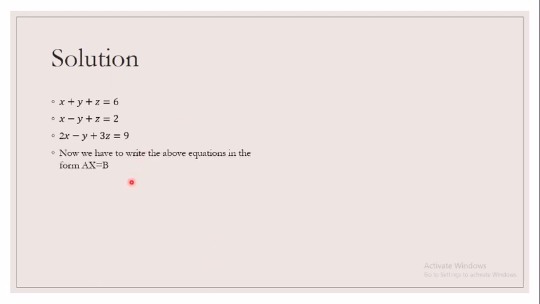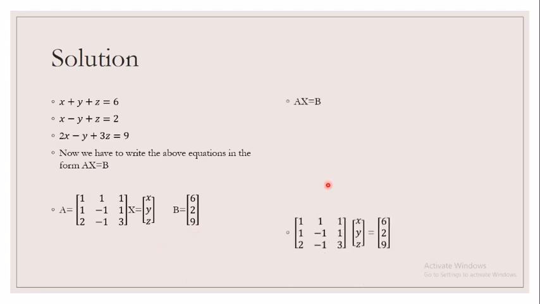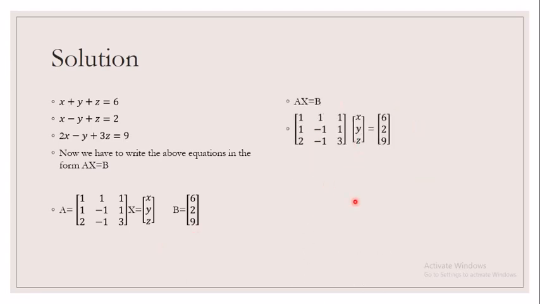Now we have to write the above equations in the form of a matrix, Ax = B. Now A is equal to what? The coefficients of the system, that is, the coefficients of x, y and z. So 1, 1, 1; 1, -1, 1; 2, -1, 3. X is equal to x, y, z. B is equal to 6, 2 and 9. Now Ax = B is of this form.